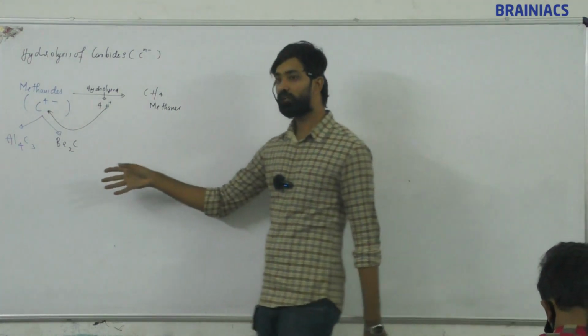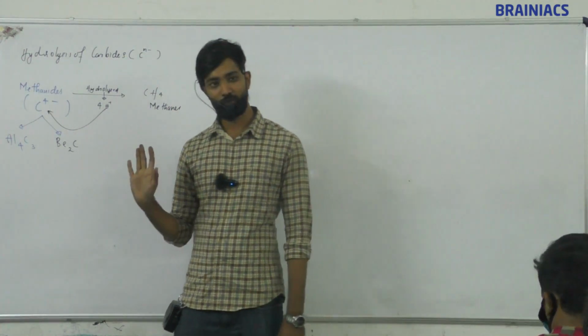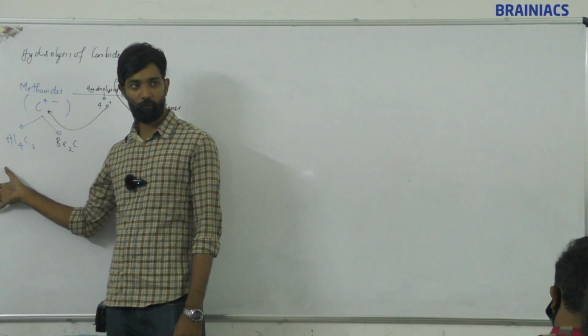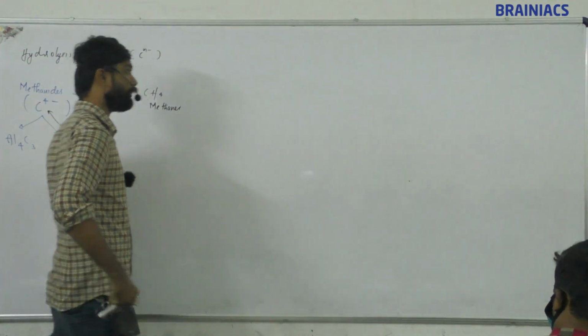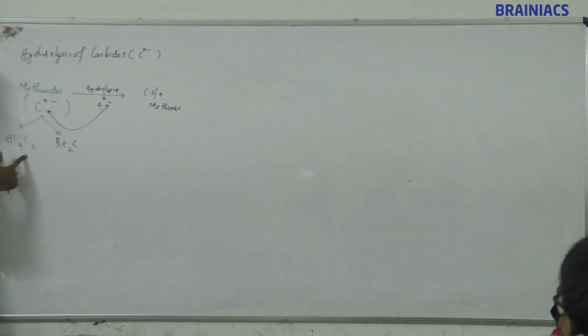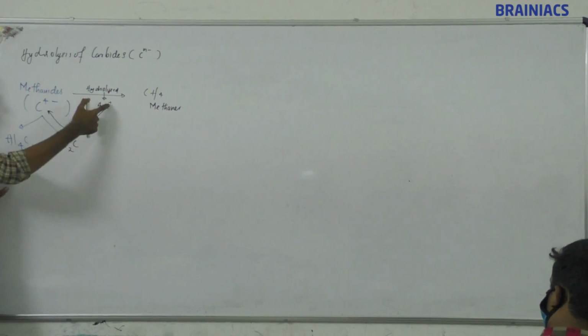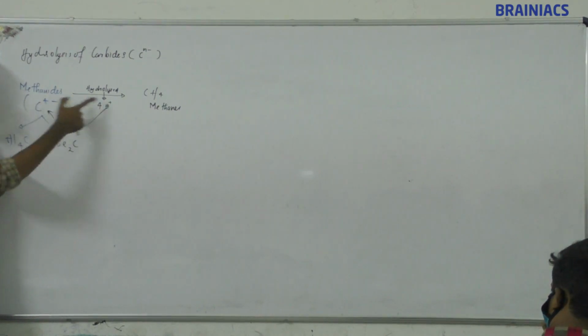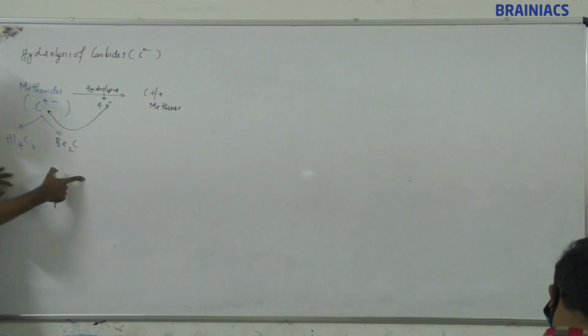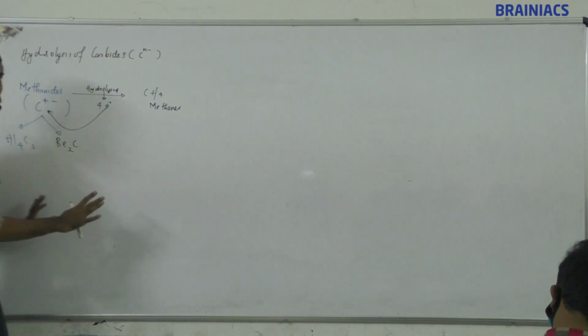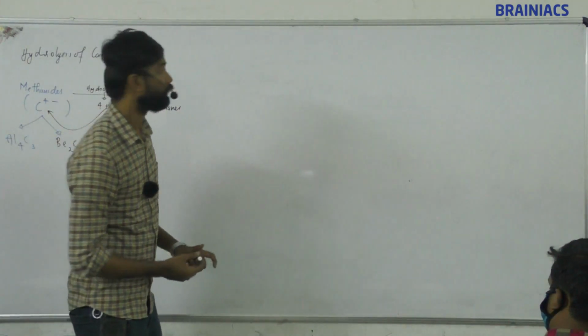So no need of studying the reaction with the stoichiometry. You simply have to know that hydrolysis of aluminum carbide forms methane. No need of stoichiometry. What are the byproducts? Here it will be Al(OH)3. If H+ is consumed by carbon, the OH- goes to aluminum and it becomes Al(OH)3. Here Be(OH)2. That's the byproduct. Your main product is methane.